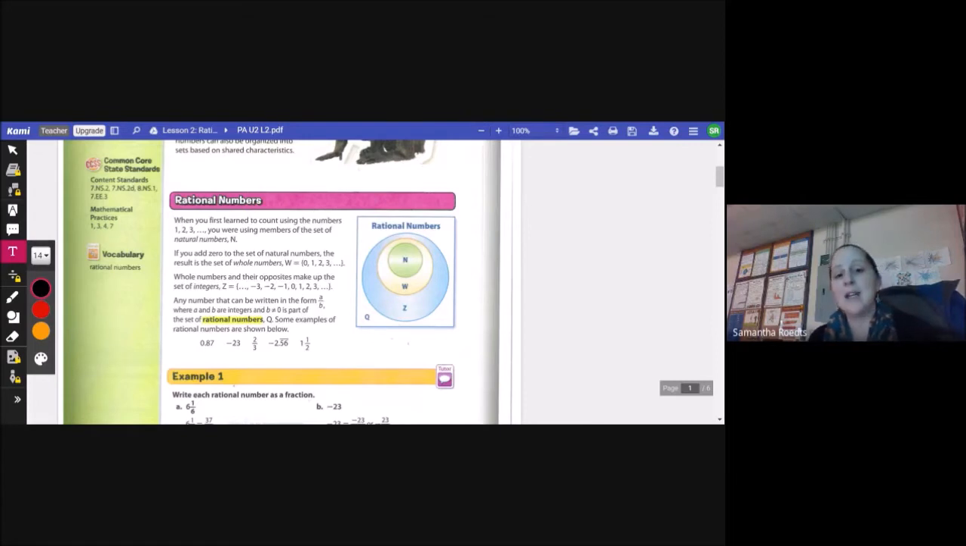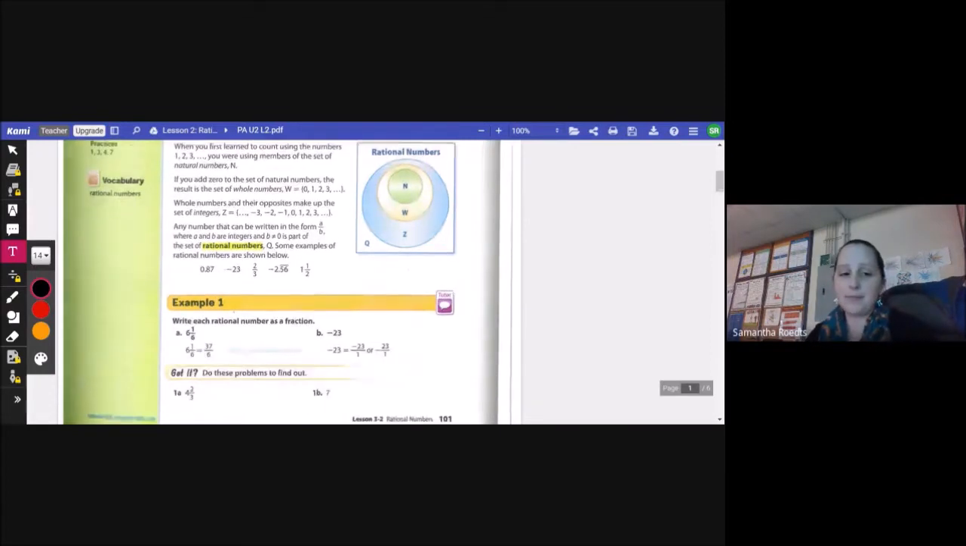And then any number that can be written in the form a over b, or as a fraction, where b can't be 0, is part of the set of rational numbers, Q. Some examples of rational numbers are shown below: 0.87, negative 23, 2/3, negative 2.56 where the 56 is repeating, and 1.5.